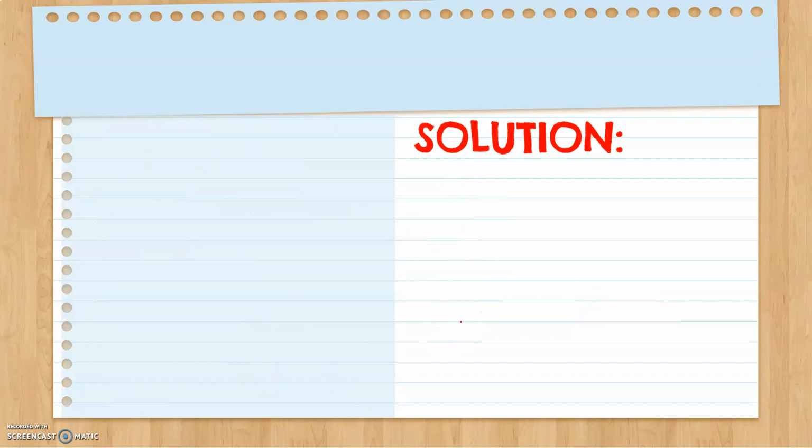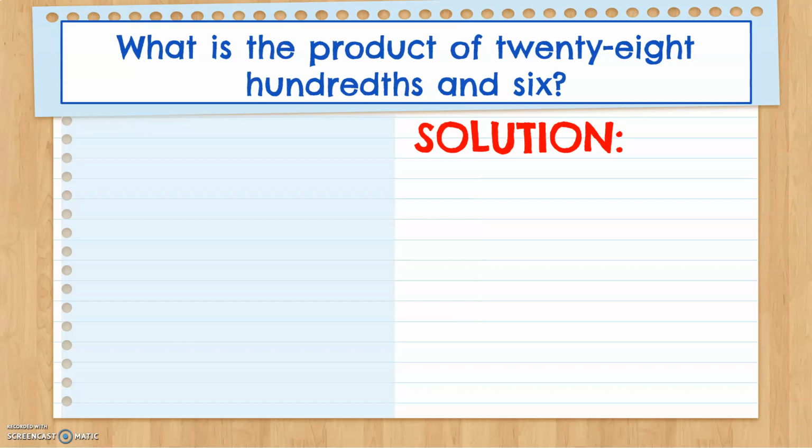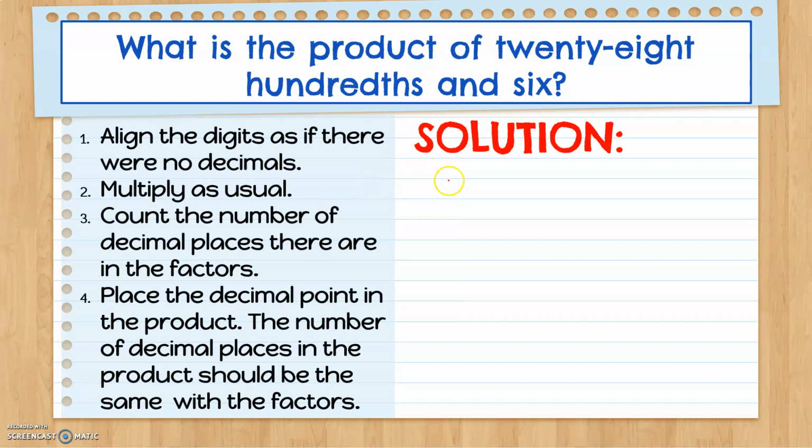Okay, now let's have our next example. What is the product of 28 hundredths and 6? So again, these are the steps that we'll follow to multiply decimal numbers. Let us recall how to write 28 hundredths. Since the place value mentioned here is hundredths, the digit 8 should be in the hundredths place. Then the digit 2 is in the tenths place, and the decimal point here. Then we add 0. Again, we have your decimal point. It's tenths and hundredths. So the digit 8 is in the hundredths place. Then we multiply it by 6.